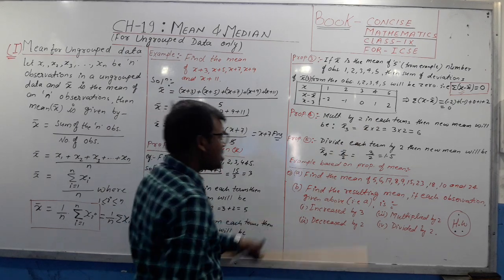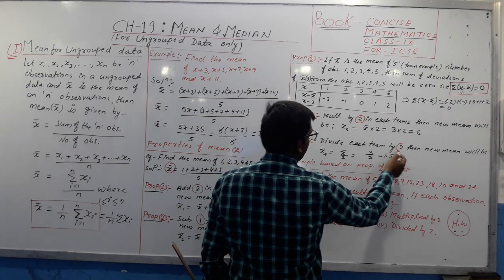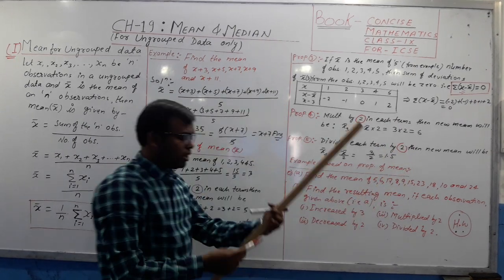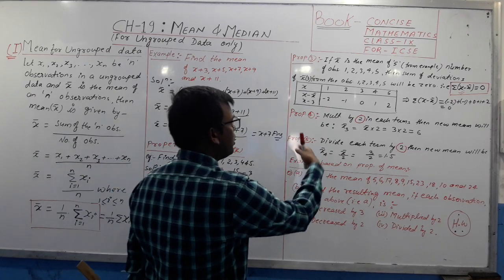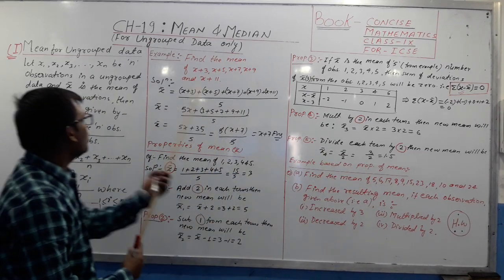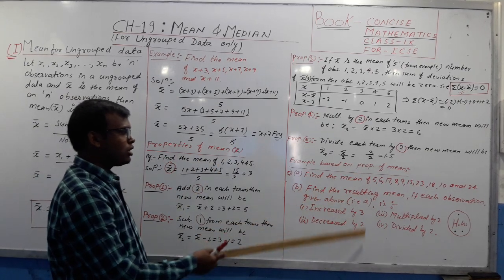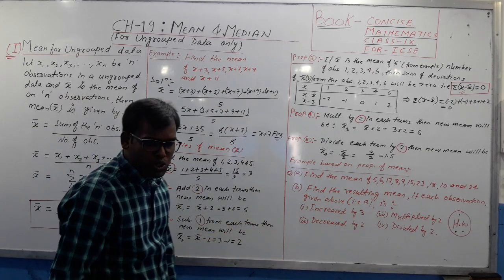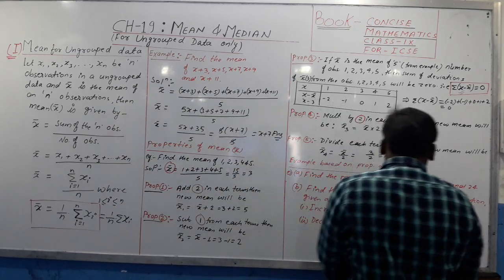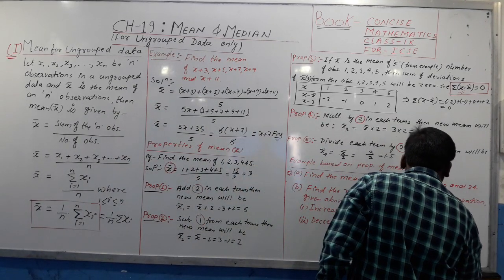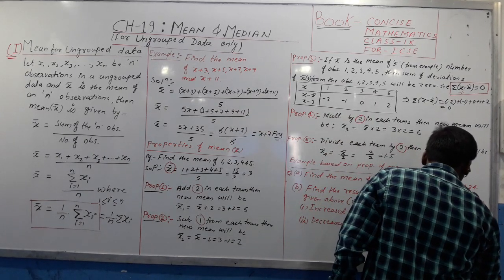See, since I have taken the example of a constant number only, it is not fixed. You may divide by 2, you may multiply by 7. According to that it will change. Based on the properties of mean, I have provided some questions, and you have to do these questions in the copy, and also attempt exercise 19A.